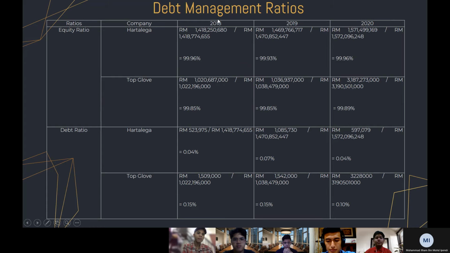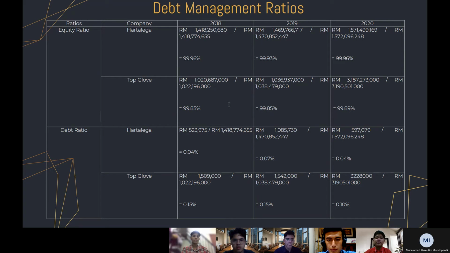Debt management ratio, so this is the table that indicates all information in debt management ratio. As you can see, we can compare the performance of both companies using equity ratio and debt ratio. For equity ratio, for all 3 years 2018, 2019, and 2020, Hartalega has a better ratio compared to Top Glove. This means that Hartalega has better financing of its assets with shareholder equity.